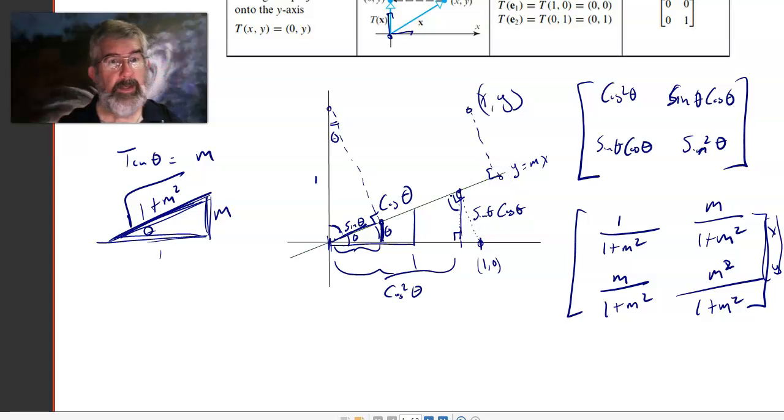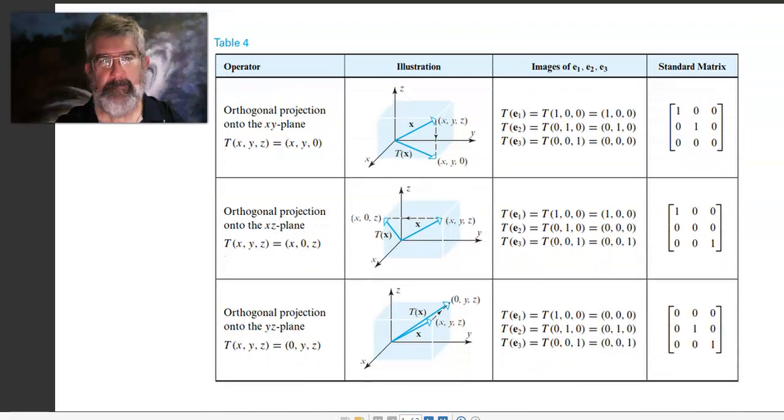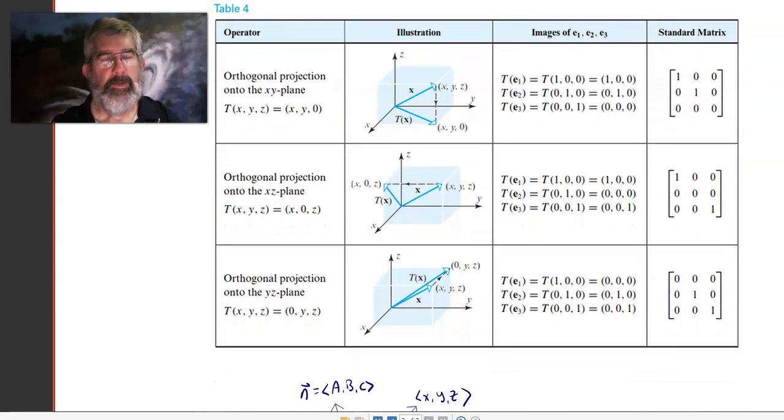Okay. Now, let's go to R3. There are two types of projections in R3: projections onto a plane and projections onto a line. The book only does projections onto a plane, and that's what they give here. They do 3 basic ones. That is projection onto the xy plane, in which case you drop straight down, which means the x and y coordinates stay the same, and the z coordinate just turns into a 0.